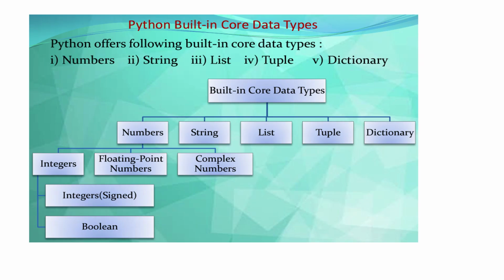Next is Python built-in core data types. Python offers built-in core data types: numbers, strings, list, tuple, and dictionary. Numbers are categorized as integers, floating point numbers, complex numbers. Integers are classified as signed integers and booleans. So the core data types are numbers, string, list, tuple, and dictionary.